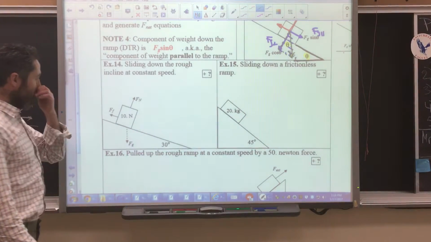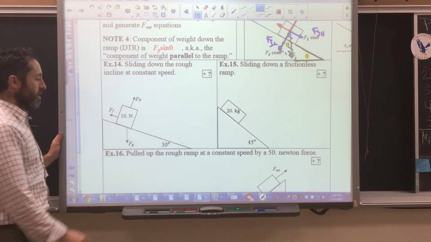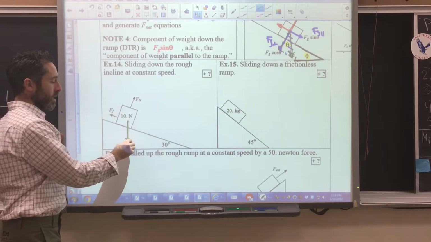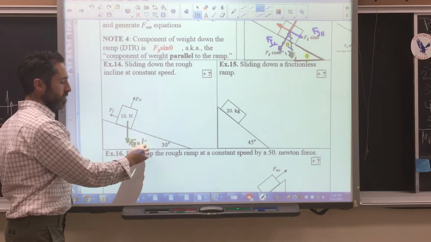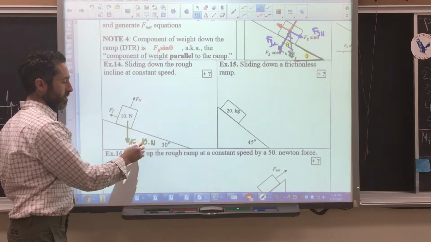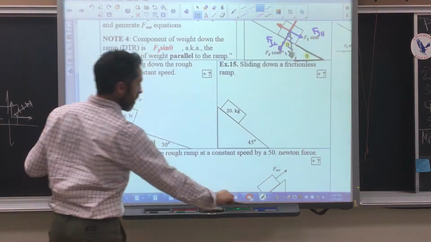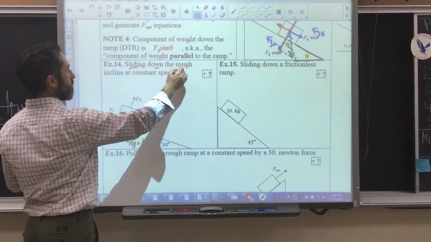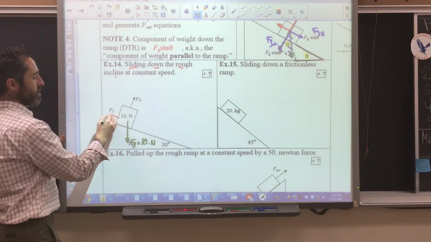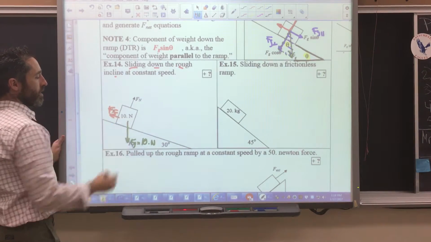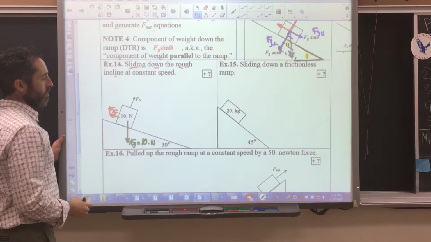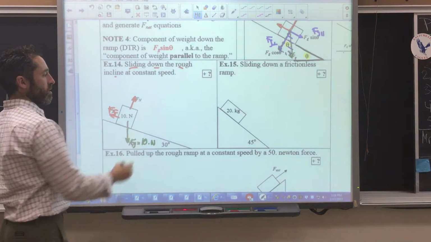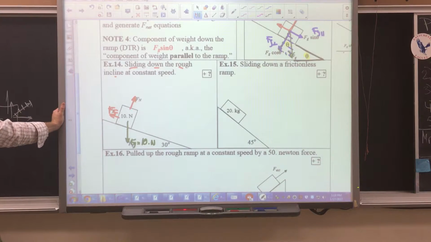First one over here: sliding down a rough incline at a constant speed. Well, we know the weight of the box is 10 newtons, they told it to us. What other forces are going on here? We're sliding down a rough incline, so we know there's friction. How much? We're going to find out in a little bit. There's also a normal force. There is no talk of a pull, so there's no external force. There are no springs, so that's everything.